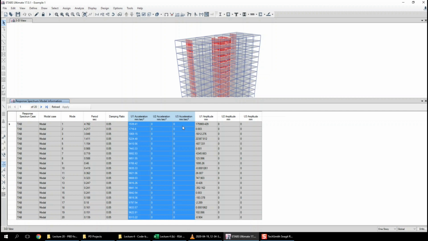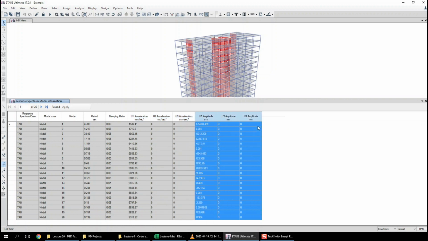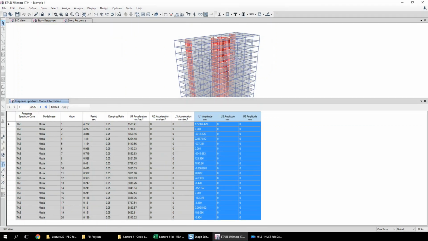So this is the spectral acceleration value in our acceleration units, which the software picks for each mode. But more importantly, check here, the software is also providing us with a number called U1 amplitude, U2 amplitude and U3 amplitude.